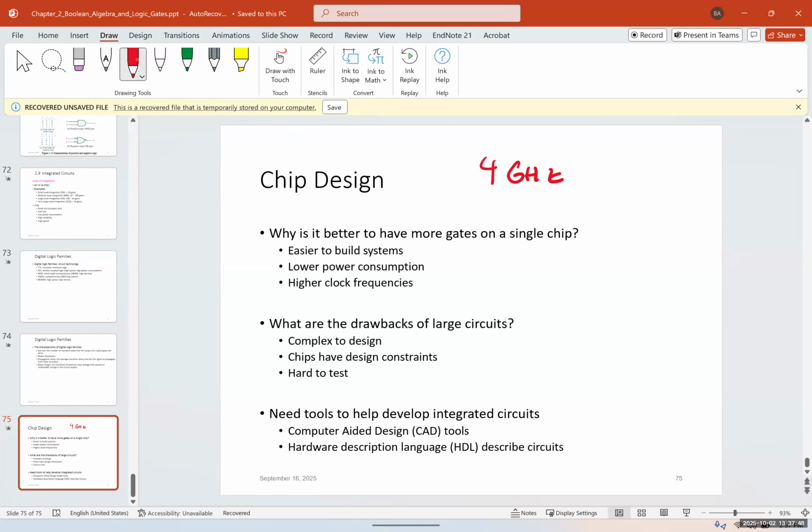And we need tools to help develop integrated circuits, like computer-aided design or CAD tools, and hardware description language or HDL to describe circuits. You're going to learn these in semiconductor chip design, which is a graduate class. That's it for chapter 2. Next week, we're going to start with chapter 3, which covers K-maps, a different method to minimize Boolean functions. Thank you so much, and I will see you next week.